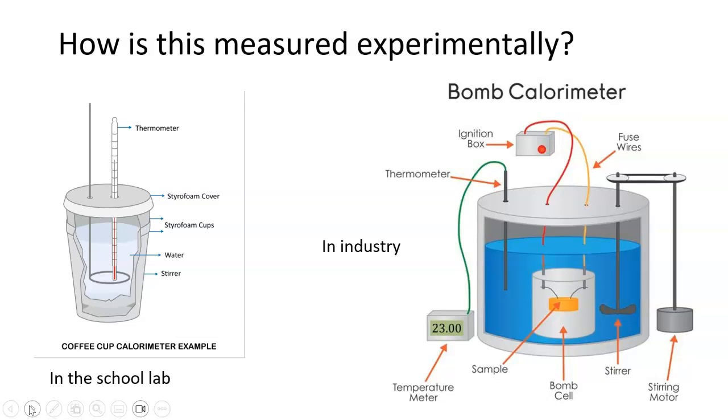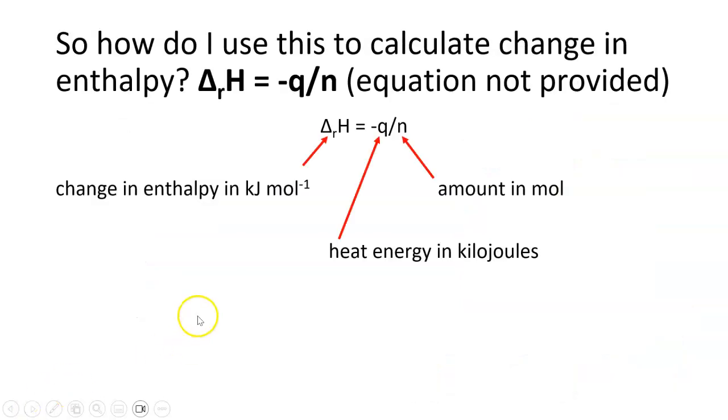How would we measure this experimentally? Well, in industry they would use a bomb calorimeter that would look like this. In a school lab we have nothing anywhere near so complicated. We have polystyrene cups. How do I use that to calculate the change in enthalpy?